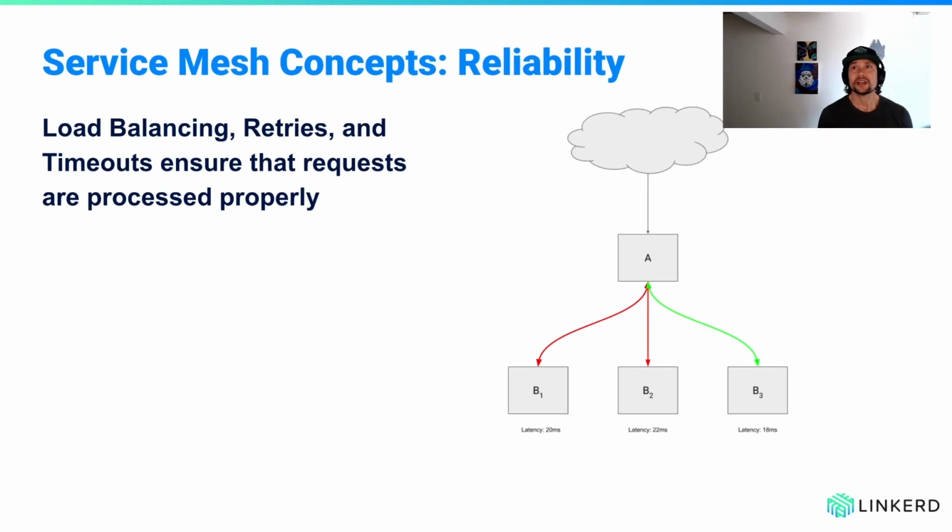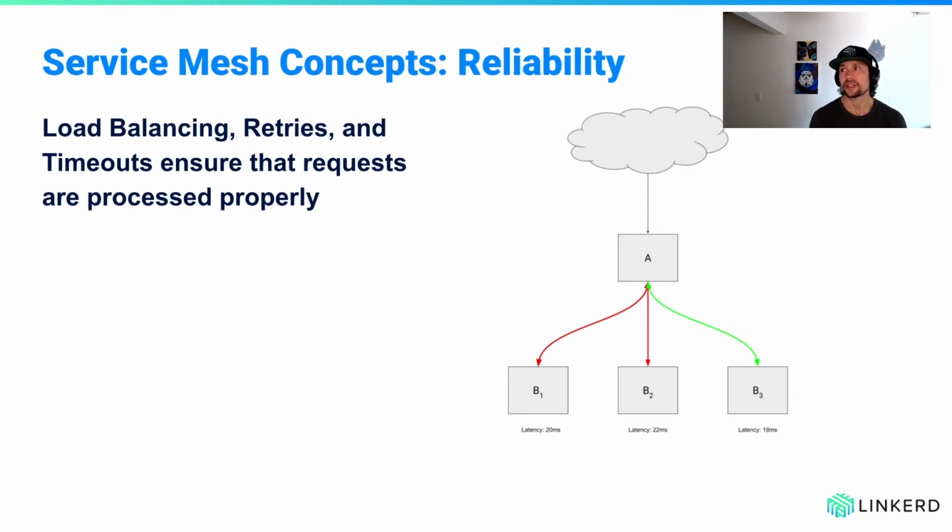The last piece that Service Mesh offers, or one of the main concepts, is reliability. And for us, that means load balancing, retries, and timeouts. And the load balancing is really important. For an application to remain reliable, we want to make sure that all of the workloads within the application are getting an even amount of traffic.